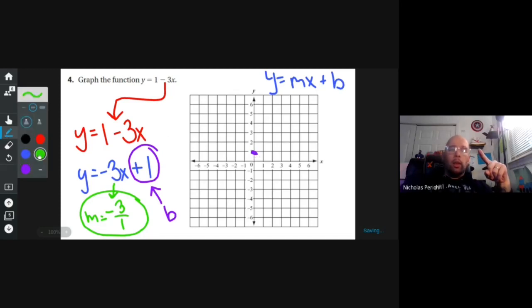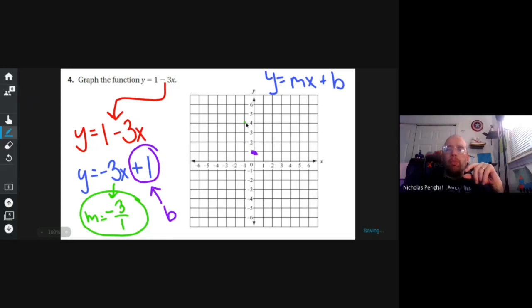Then use your slope to make more points. This is a negative slope, which means it goes up and to the left. Up 1, 2, 3, left 1, dot. Up 1, 2, 3, left 1, dot. I ran out of space, let me go back here. Down 1, 2, 3, right 1, dot. Down 1, 2, 3, right 1, dot.